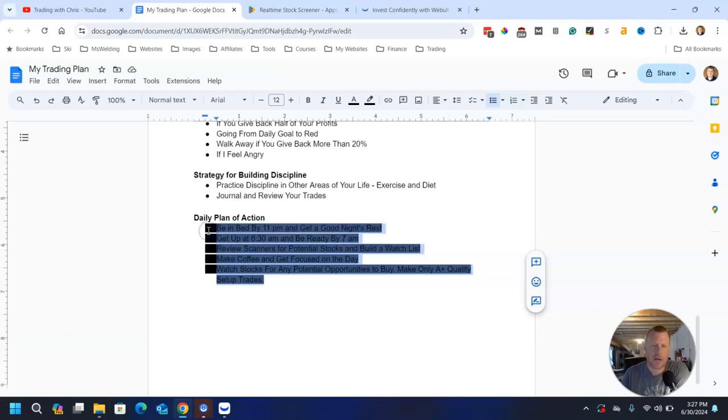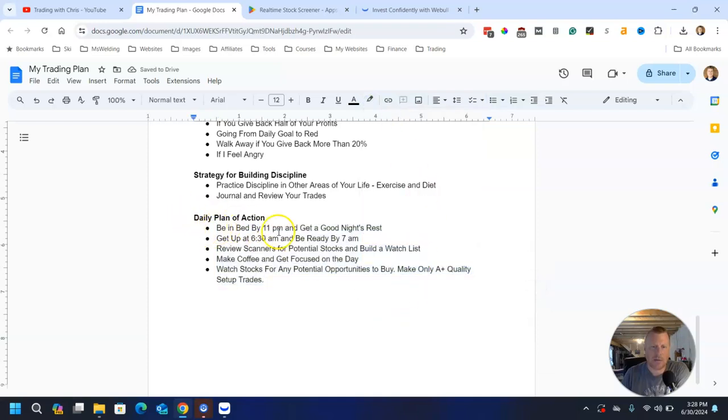All right, so that leads me down to my daily action plan, which is this right here. My daily action plan is I want to be in bed by no later than 11, typically 10:30. I want to get a good night's rest. That way I'm ready for the next day, because I want to get up at 6:30 and I want to be ready by 7 a.m. for the first real trades. Because 7 a.m. is usually when the first brokerages get online and start trading. And that's where you start to see more volume enter the market and stuff like that.